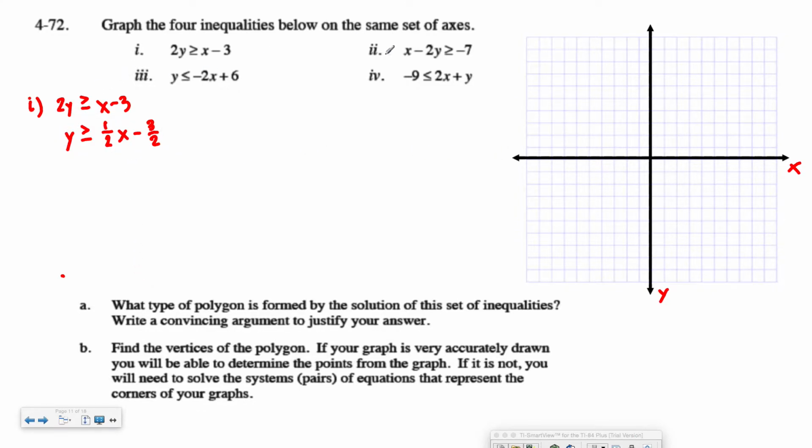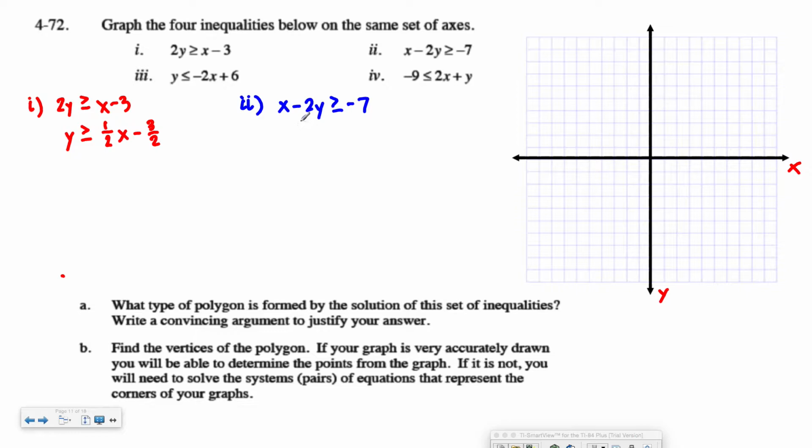Let's go ahead and just get everything ready to graph, and then we'll look at what shape we're going to end up with here, or we'll look at parts A and B. So number 2 here, we've got x minus 2y is greater than or equal to -7.